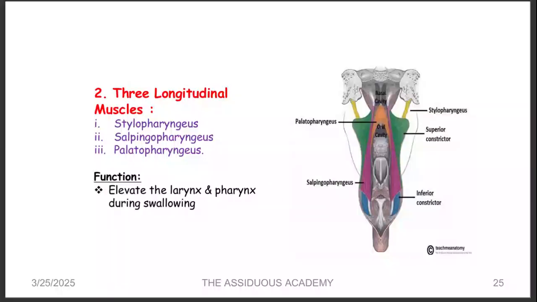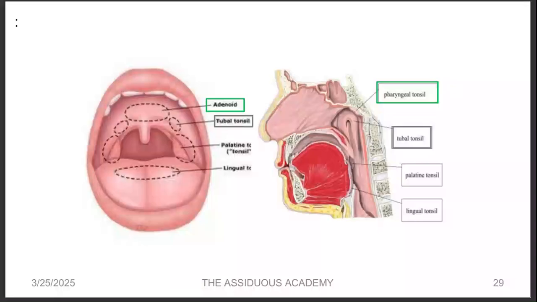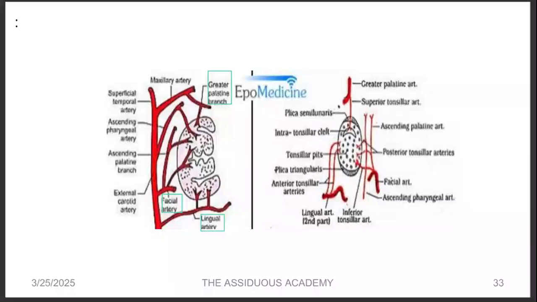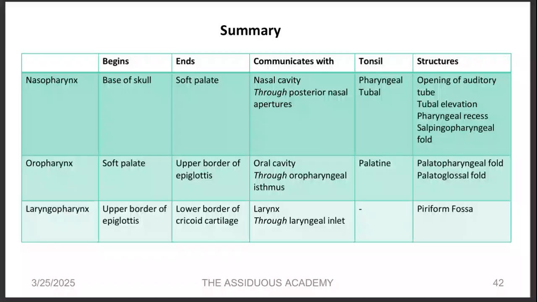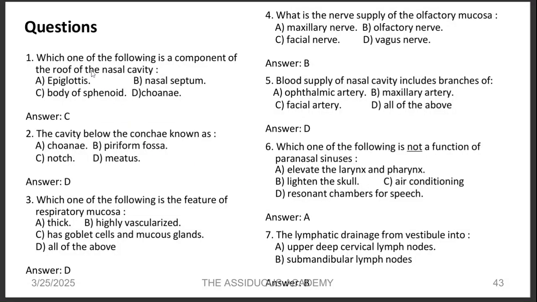I'm not going to talk about the pharynx; we'll discuss that in a later class. So that is it. You can try out some questions. Which of the following is a component of the roof of the nasal cavity? I'm also going to send you some questions about the practical test that they can ask you about the nasal cavity. Okay, so here we end.